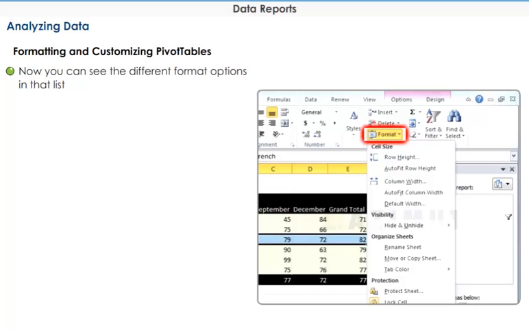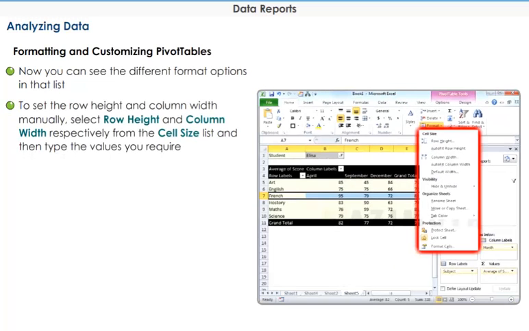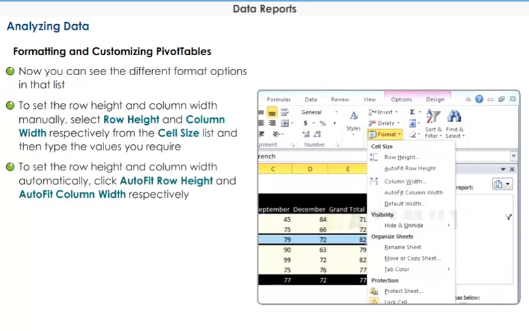To set the row height and column width manually, select Row Height and Column Width, respectively, from the Cell Size list, and then type the values you require. To set the row height and column width automatically, click AutoFit Row Height and AutoFit Column Width, respectively.